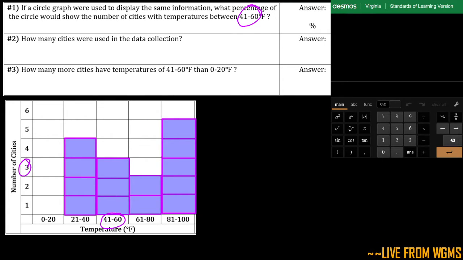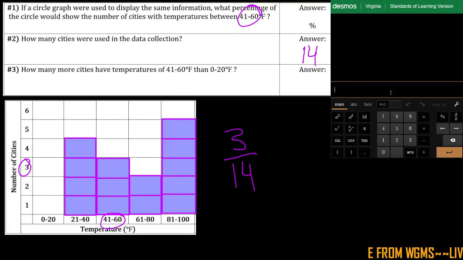So that means I have to have it as a fraction first. I'm actually going to answer number 2 ahead of time as well, because it says how many total cities there were. Well, there are 14 total cities, which means 3 of them were between the temperatures of 41 and 60. And so I need to use that Desmos calculator. I can type that fraction in, 3 out of 14.